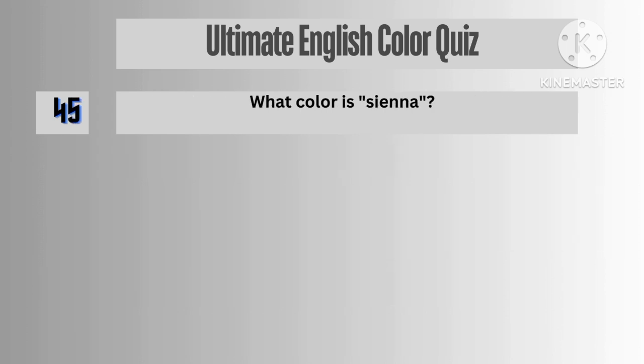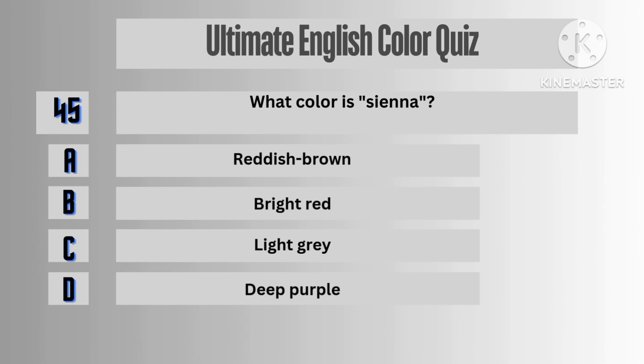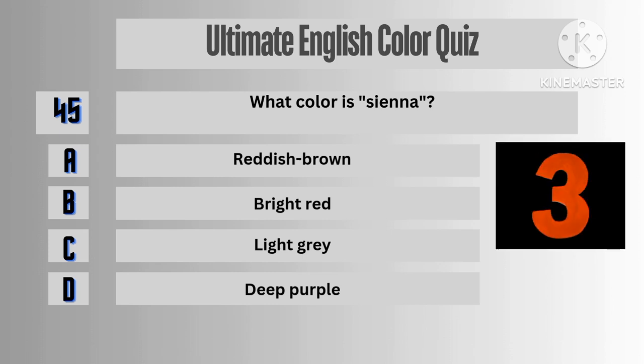Question number 45. What color is sienna? Option A, reddish brown. Option B, bright red. Option C, light gray. Option D, deep purple. 5, 4, 3, 2, 1. Correct answer is A, reddish brown.